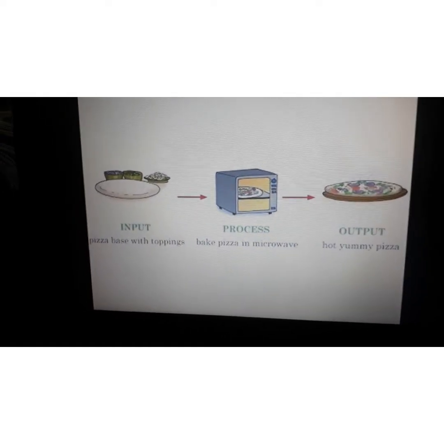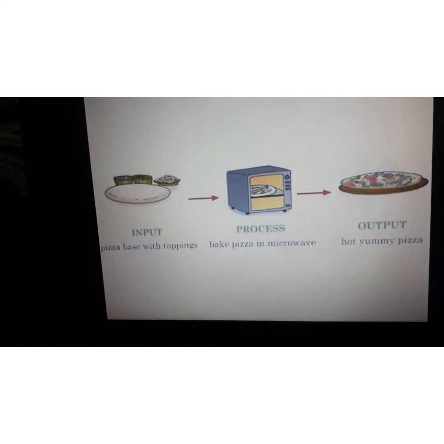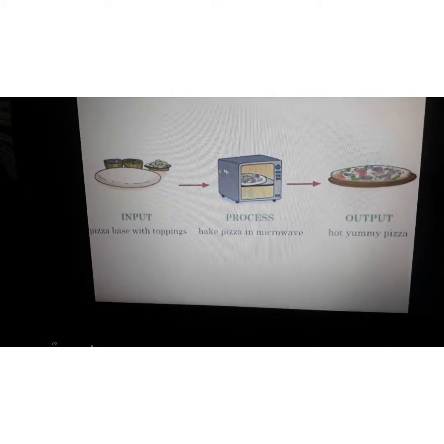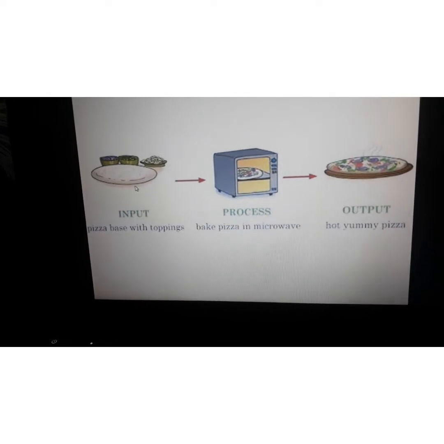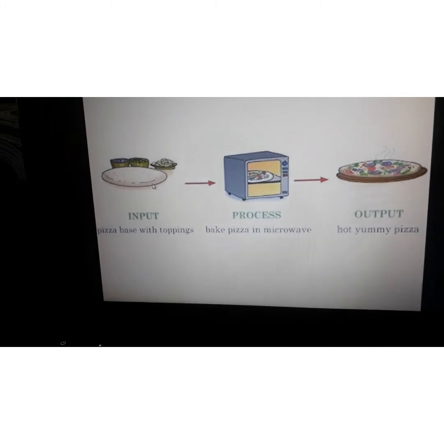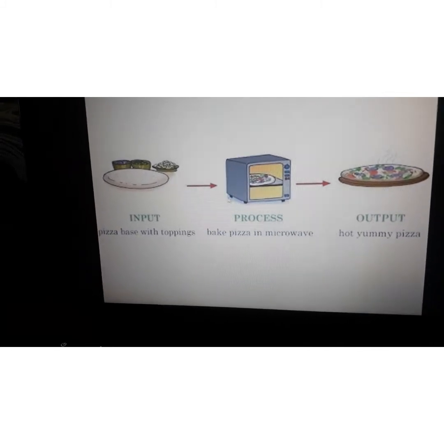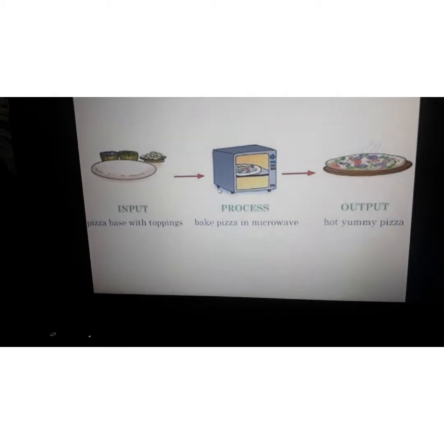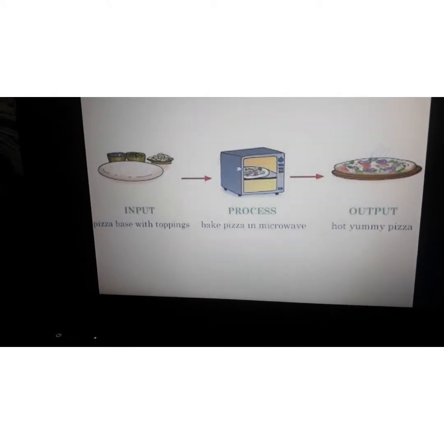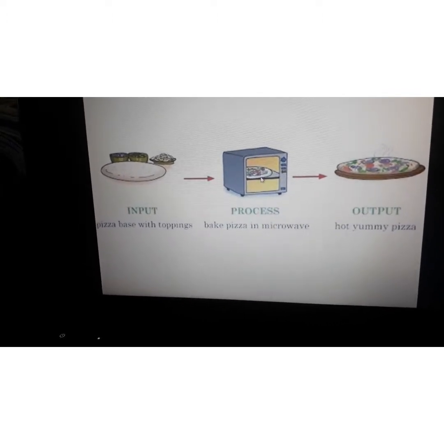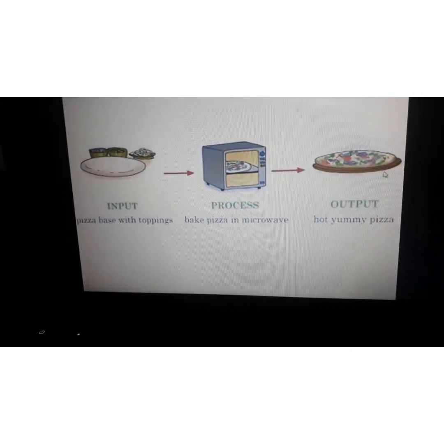Now, the next example is of a yummy pizza. I'm already feeling hungry. So what would be the input for the pizza? Yes, of course, the pizza base, some vegetables and sauce. So these are the inputs. The processing happens in the OTG or microwave. Mama puts it on and the pizza starts getting made. And the output, of course, is a yummy slice of pizza.